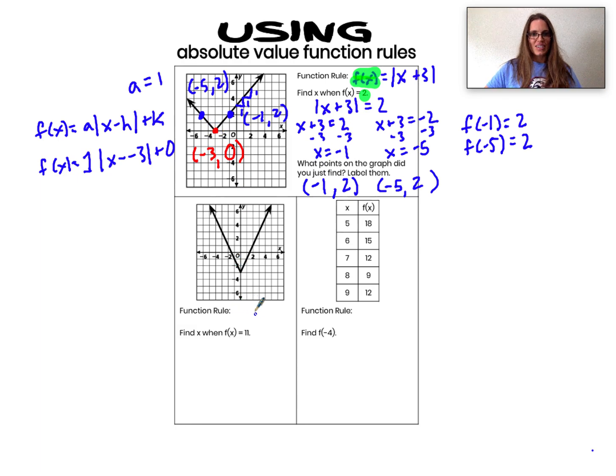Okay, moving on. New graph, new function rule. Again, I need to first find the coordinates of my vertex. My vertex is (0, -3).